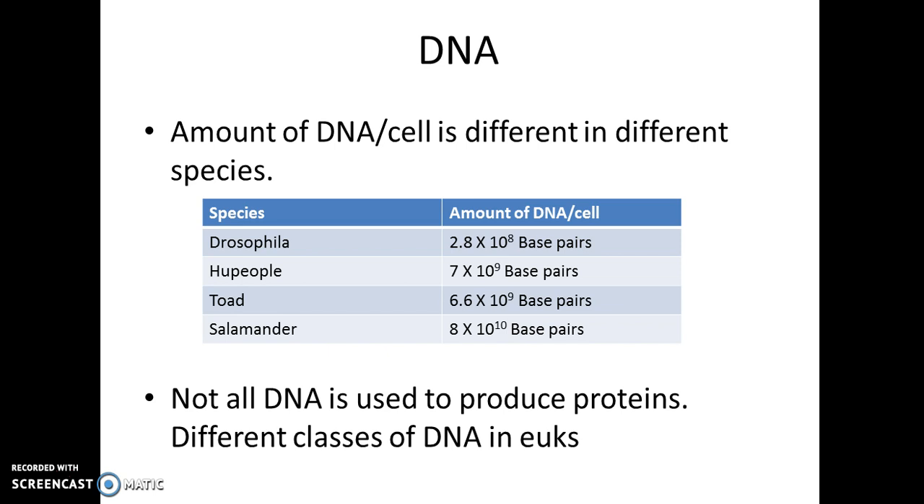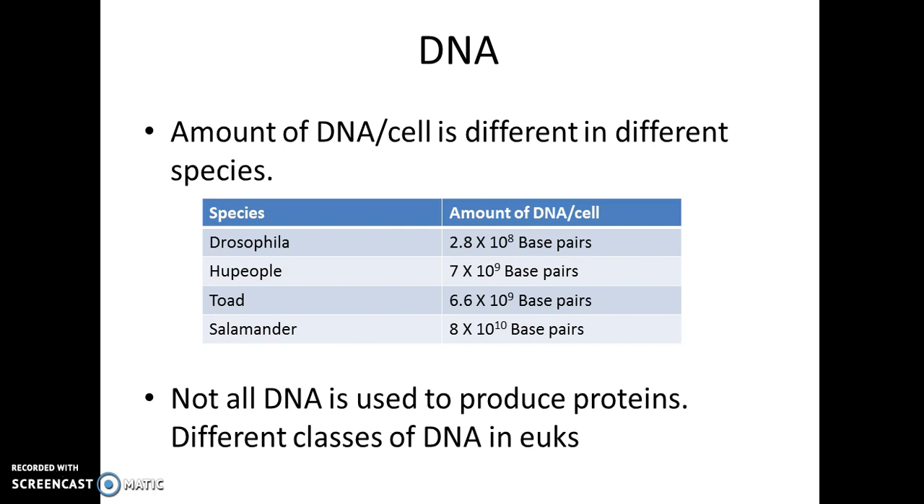So we started off with DNA and the amount of DNA in prokaryotes last time. We were talking about molecular biology of cells, and the DNA of the cell is different in different species of eukaryotes. What do you mean? Well, Drosophila has 2 times 10 to the 8th base pairs per cell. For you people, we have 7 times 10 to the 9th base pairs per cell, but we do not have as much DNA as salamanders do.